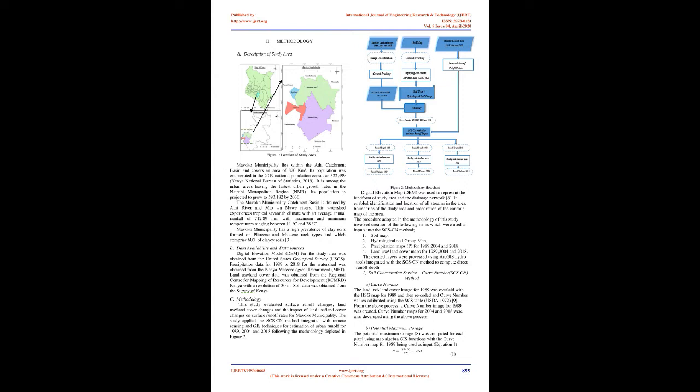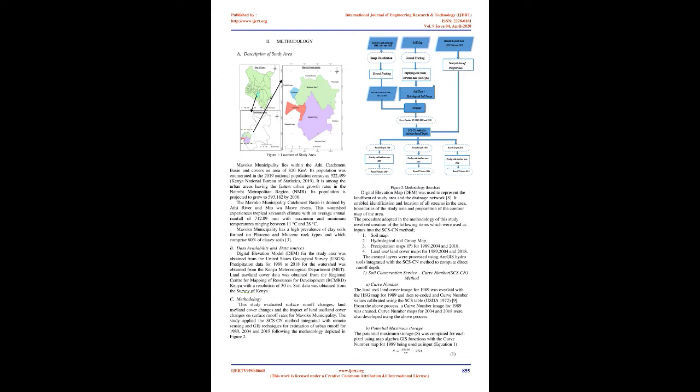This watershed experiences tropical savanna climate with an average annual rainfall of 712.89 mm, with maximum and minimum temperatures ranging between 11 degrees Celsius and 28 degrees Celsius. Mavoko Municipality has a high prevalence of clay soils formed on Pliocene and Miocene rock types, which comprise 60% of clayey soils.